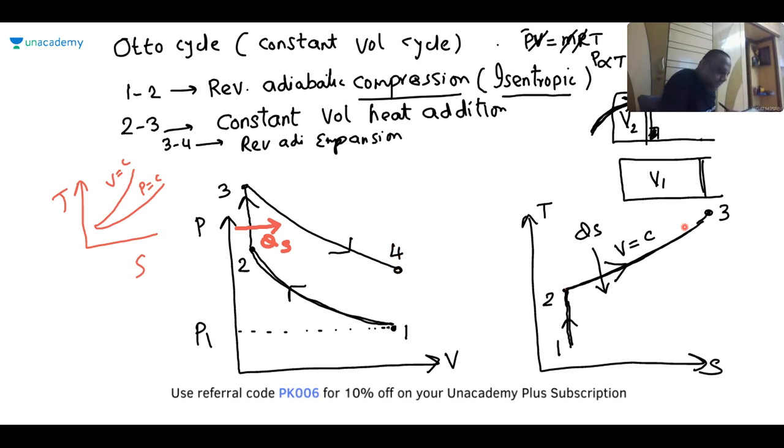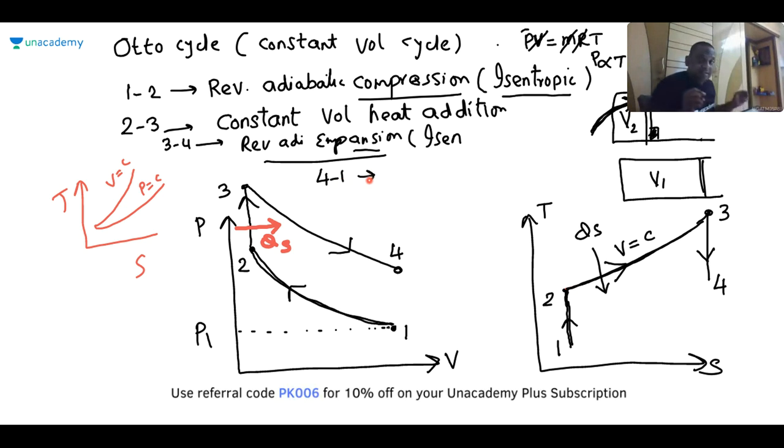And how can I show the same 3 to 4? It is reversible adiabatic. What is reversible adiabatic? Isentropic. How do I show isentropic on a TS diagram? Constant entropy, a vertical line, but it is expansion. During expansion, temperature is decreasing. When temperature is decreasing, we move down. Therefore, this is our reversible adiabatic expansion. Excellent.